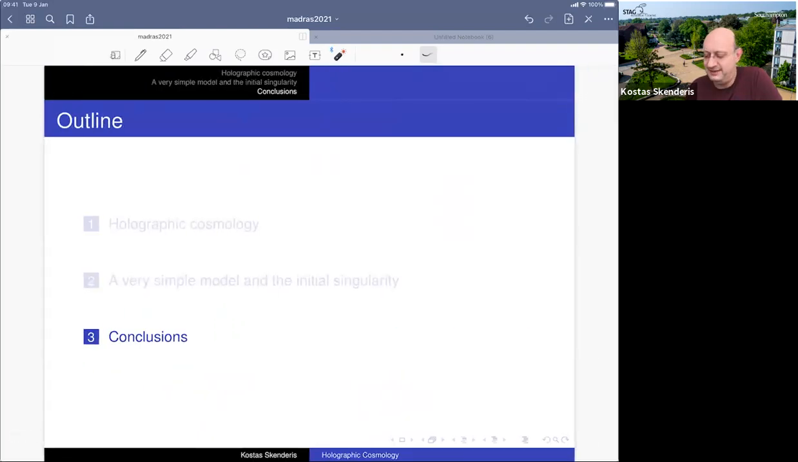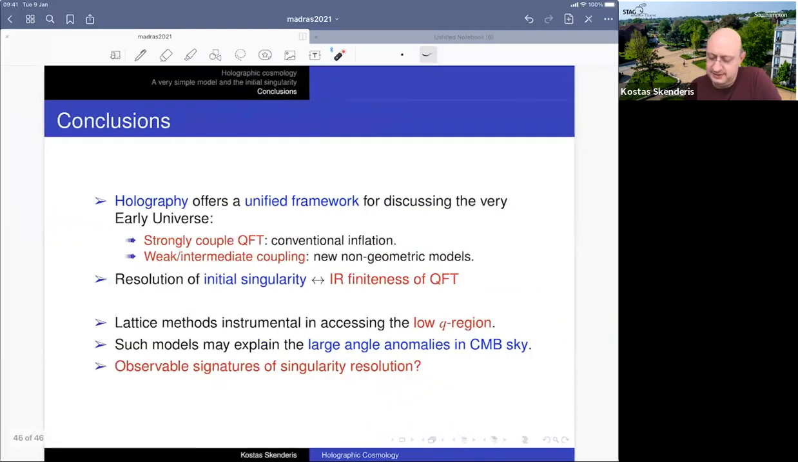Okay, so I think I'm already terribly over time, so let me conclude. In the first part, I want to convince you that holography provides a unified framework for the very early universe. In that context, conventional inflation is the case where the quantum field theory is strongly coupled. But this new framework allows for new models where the quantum field theory is either weakly coupled or of intermediate coupling, like the simple model I have been discussing.